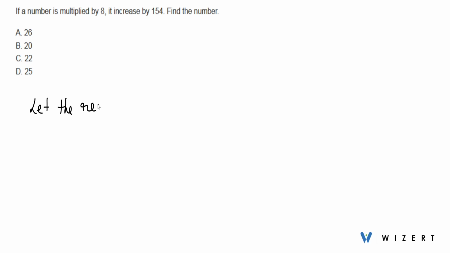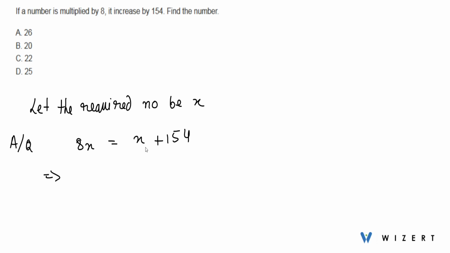Let the required number be x. Therefore, according to the question, what they are trying to say is that if you multiply this number by 8, that is 8x, then the original number, that is x, is increased by 154. So this will be our required equation from which we can find the required number.